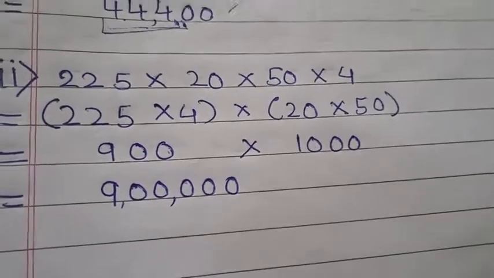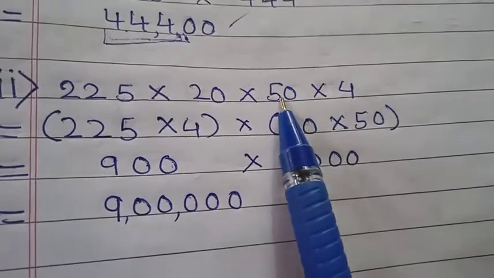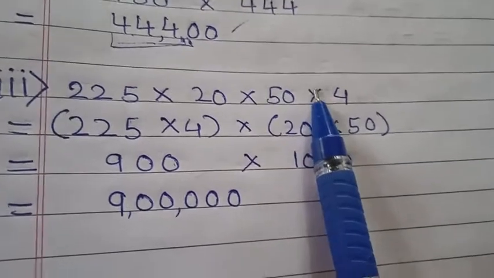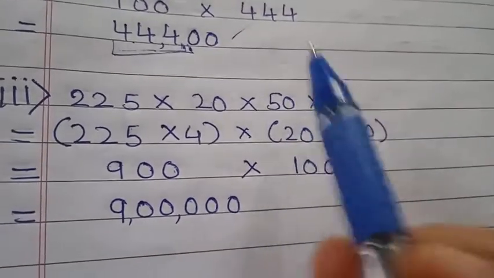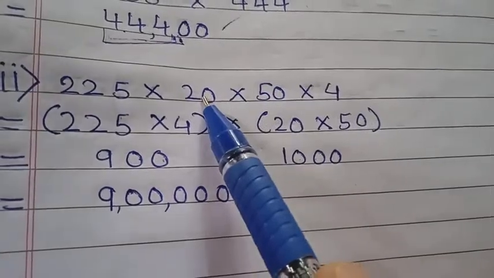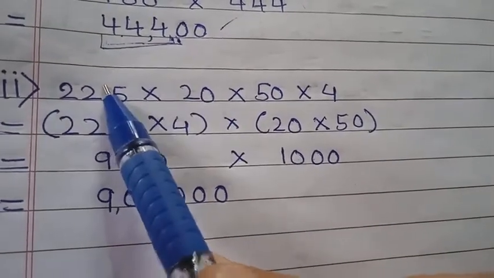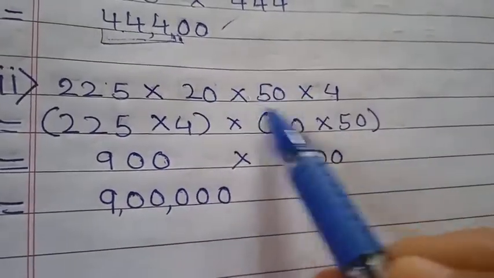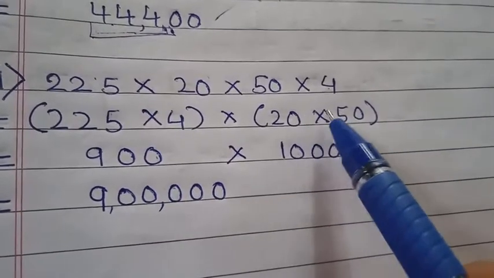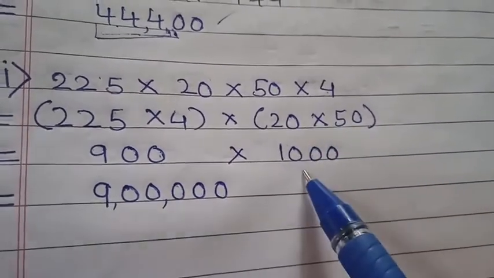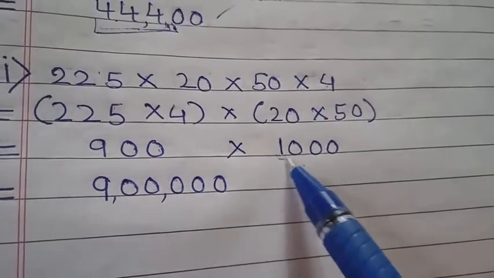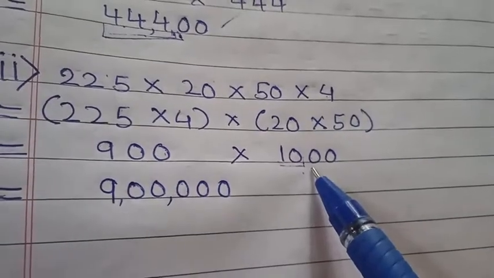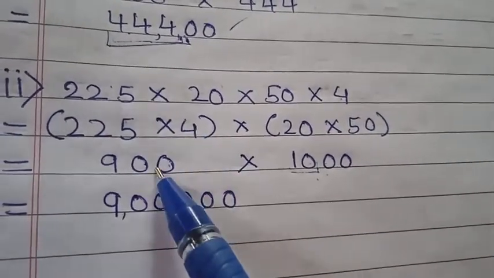Next is 225 multiplied by 20 multiplied by 50 multiplied by 4. In this, what you have to do is arrange in such a way that your work becomes convenient. That is the only point here. I have made groups: 225 into 4 and 20 into 50. 20 into 50, because 5 twos are 10, I will get 1000. And 225 multiplied by 4 is 900.